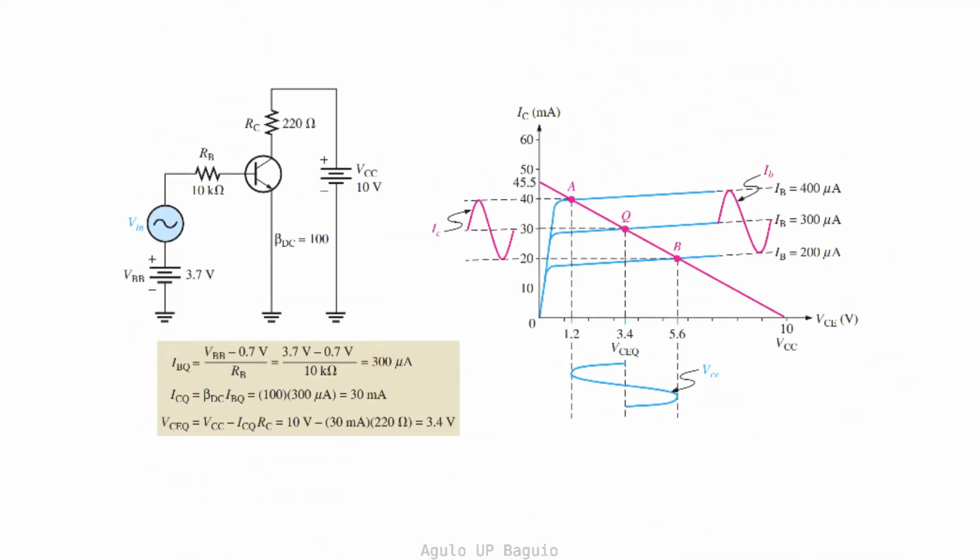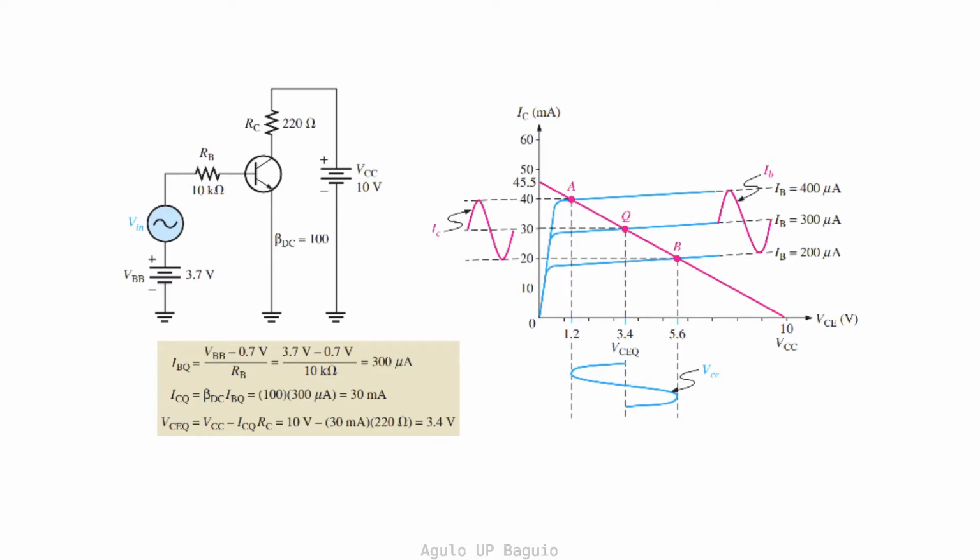If the transistor is properly biased, then the input signal is neither cut off nor saturated. Here, the transistor is biased at VCE equals 3.4 volts. To achieve this, VBB equals 3.7 volts, which then gives us IB equals 300 microamperes. From the DC beta, we get the collector current to be 30 milliamperes. From the collector current, the operating point is then at VCE equals 3.4 volts. The input signal is coupled in series with the DC signal as shown. In the graph, the input signal is the red sinusoidal curve.